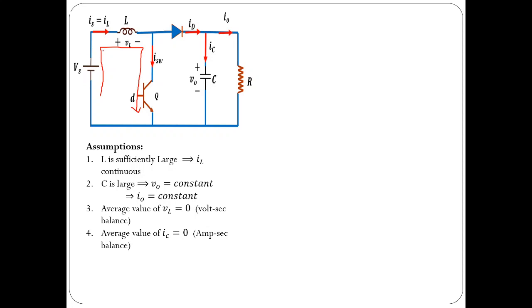Because Vs is constant, during this period current through inductance rises linearly with the slope M1, where M1 is equal to Vs by L during this period. And because Vs is positive, Vs by L is positive, so it would increase because of the positive slope. There would be rise in the current through inductance linearly with the slope Vs by L. So that is during the on period of the switch.